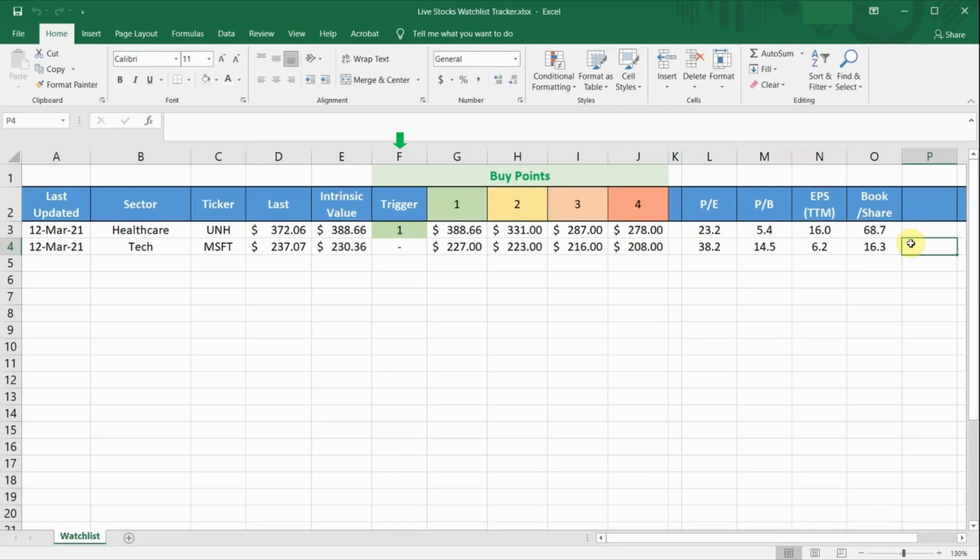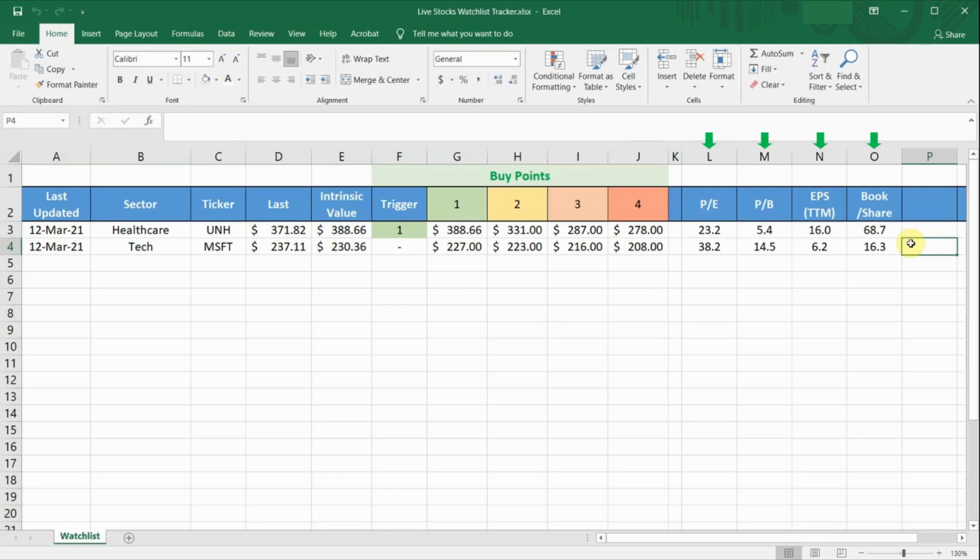At the current last done price of around $237, it is still above my first buy point of $227, so cell F4 is not showing any buy points yet. If it falls below $227, buy point 1 will be triggered and cell F4 will show the value of 1. So by setting up the formulas and color coding the cells in this way, when I open this spreadsheet during market hours, in one glance, I can immediately tell which of the stocks has reached any of my buy points and I can proceed to purchase them.